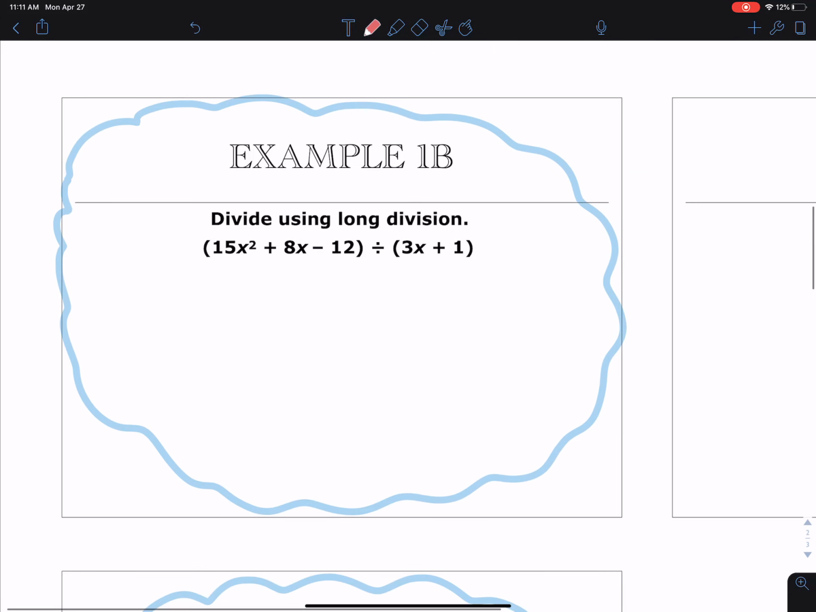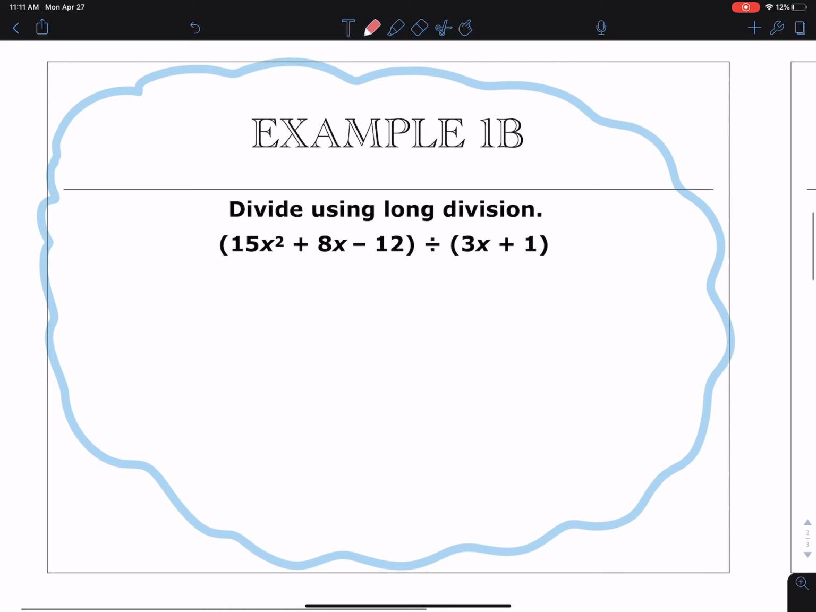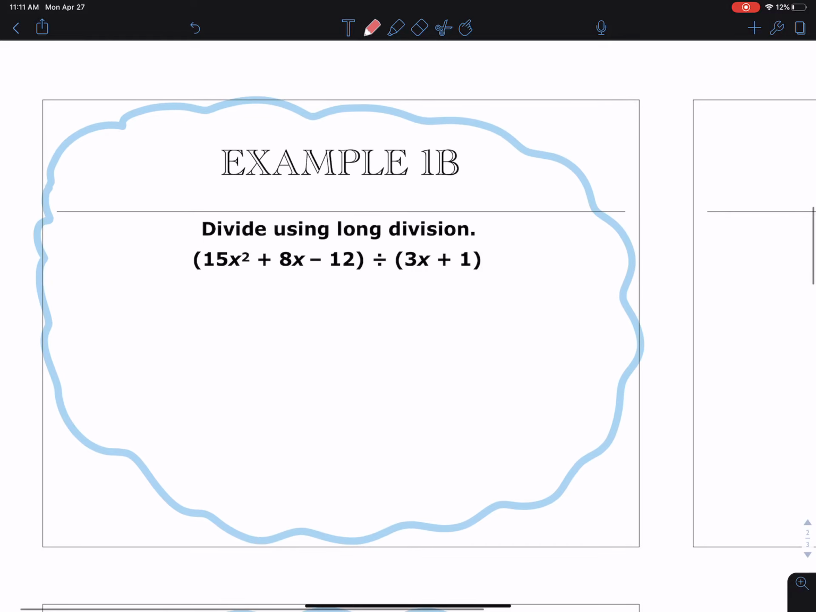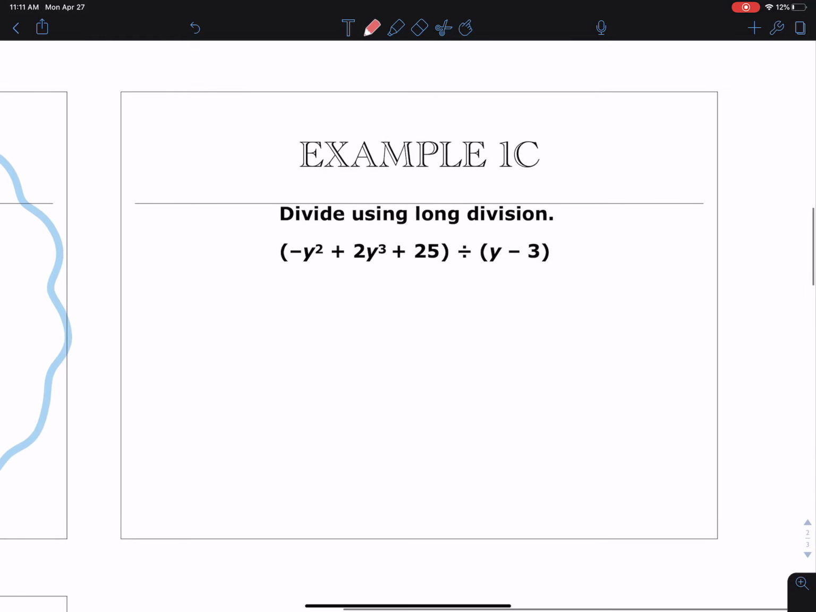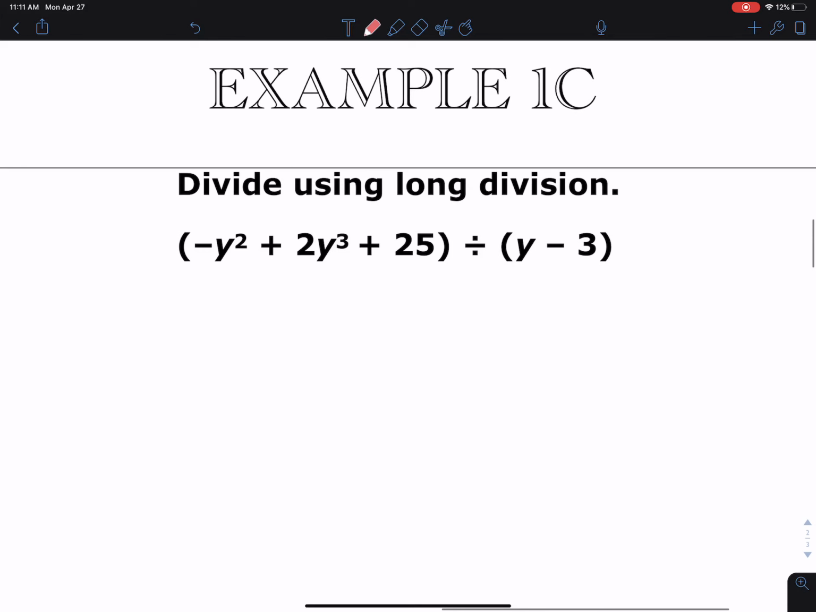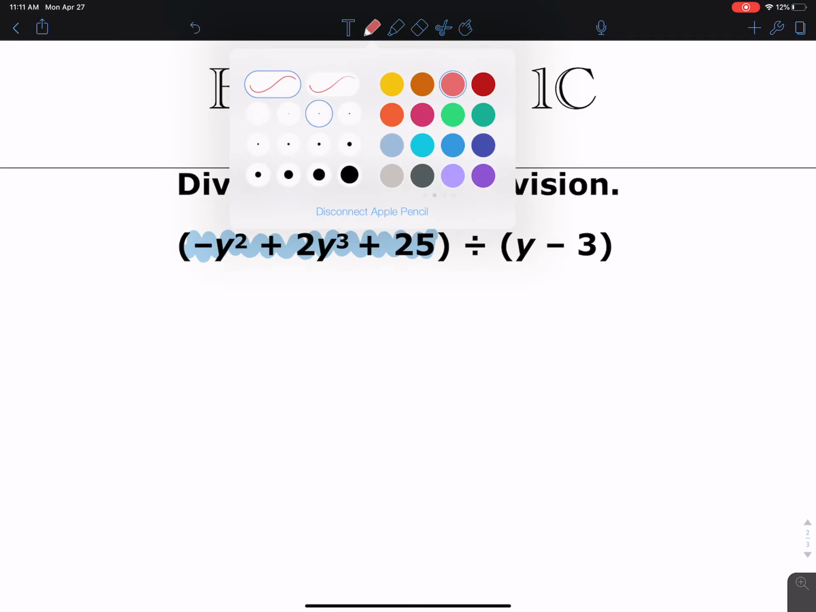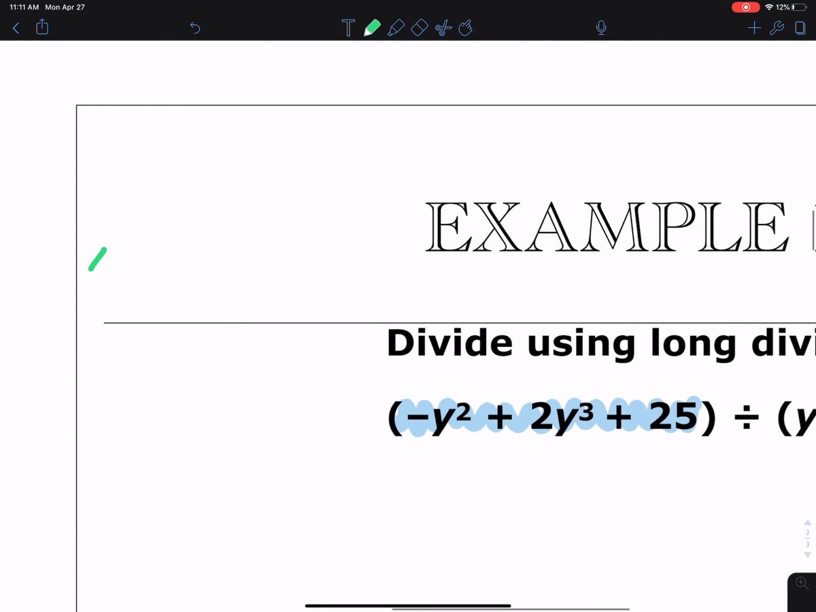So there's 1b for you to try. You should get a polynomial that starts with 5x for your final answer. Okay, 1c, we have a couple things going on here. Number 1, this dividend is not in standard form. So we need standard form, which means your highest exponent first, decreasing. It's got to be organized, otherwise it's going to be really confusing.